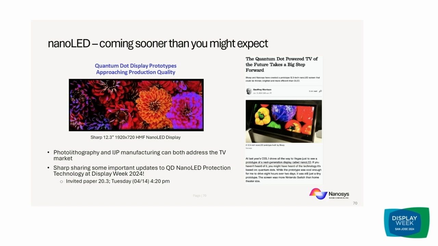In terms of how you actually make these devices at the mass market scale, there's more than one way in which you could pattern the pixels. For quantum dots specifically, you could use either photolithography or inkjet printing. Both of these have the capabilities and the capacity to address the TV market, which is really important. So again, Sharp is sharing some of these results in a technical symposium. This is on Tuesday at 4:20. Highly recommend attending if you're interested in this topic.